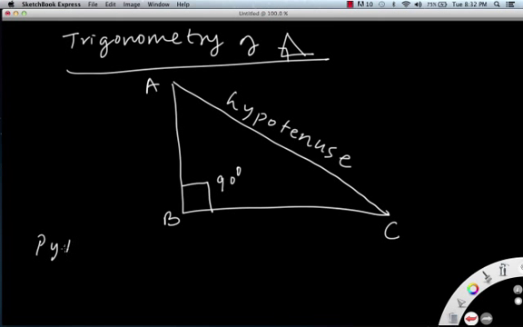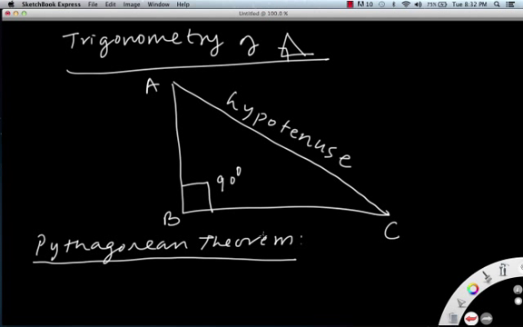There is a very famous theorem called the Pythagorean theorem, and it states that the sum of the squares of the lengths of the sides of a right angle triangle is equal to the square of the length of the hypotenuse. Okay, so let's put that into writing.